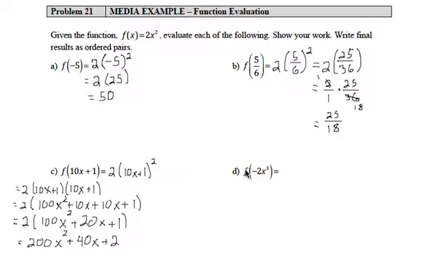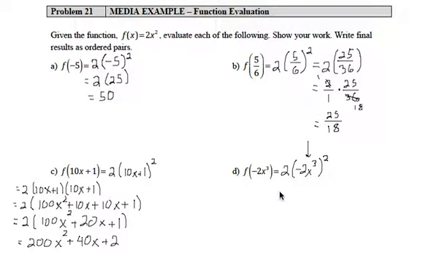Part D, f of negative 2x cubed. I need to replace the x with negative 2x cubed and then square it. So there's my input. So f of x says take 2 times my input squared. Here's my input squared times 2.